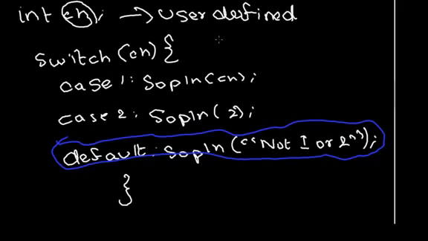Let's say I input 1 as ch. What will happen? Switch will go in, it will print the value of ch, which is 1. Then Java will print 2, and then it will print "not 1 or 2".